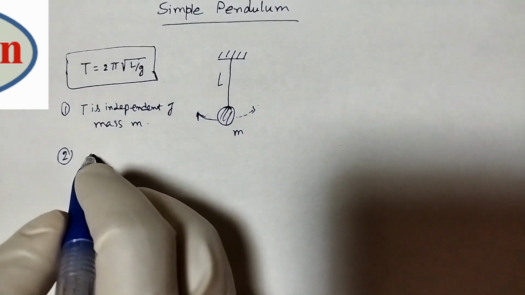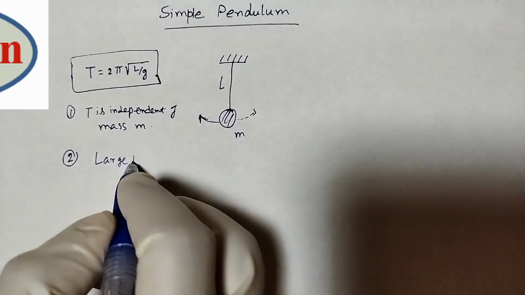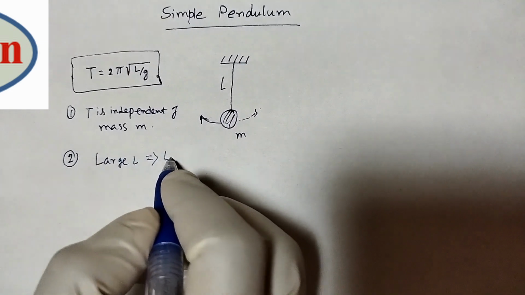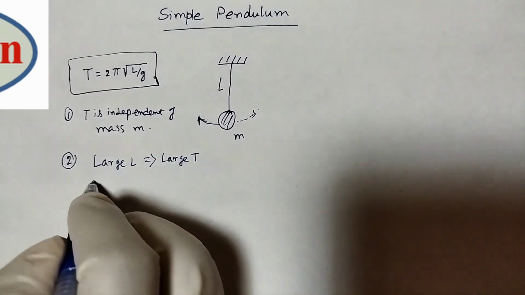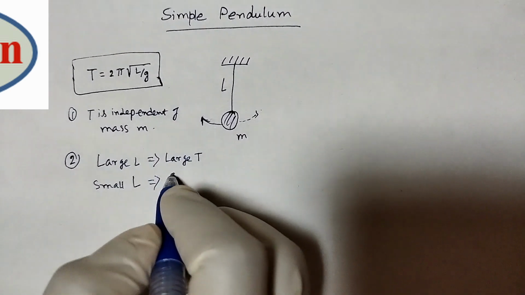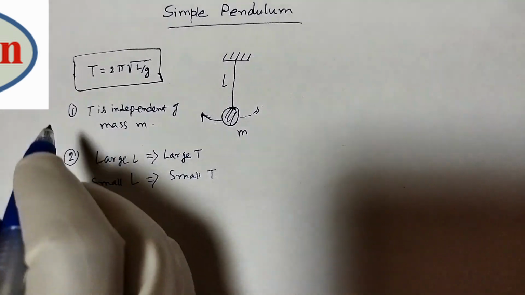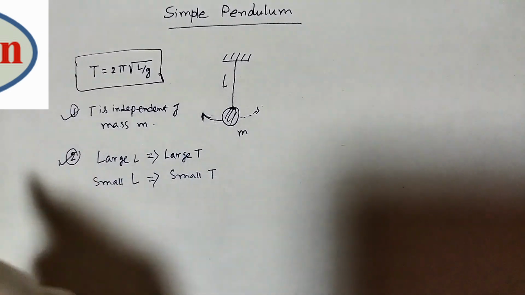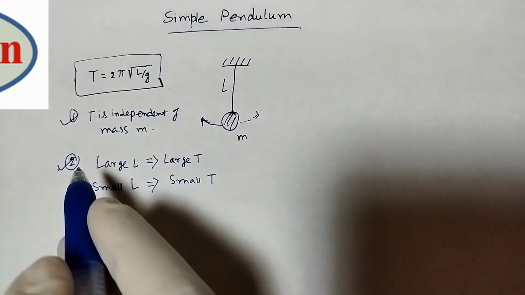The second important fact is that T is proportional to the square root of L. That means T depends on L. So the larger the L, the larger the time period, or the smaller the length of the string, the smaller the time period. So these are the two facts about the time period of oscillation of a simple pendulum, and these are very interesting facts. It's good to know such facts from the experiment, so that we will never forget these concepts.